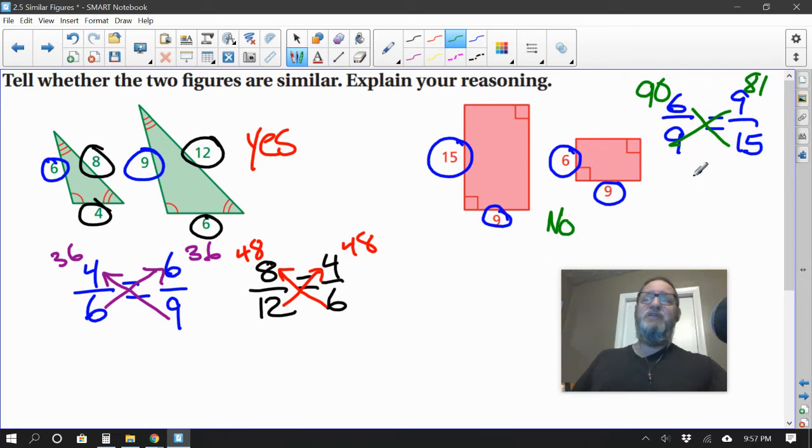And my reasoning is you would say, hey, your side lengths, they're not proportional. The angles are congruent. They all have 90-degree angles, but the side lengths are not proportional. There we go.